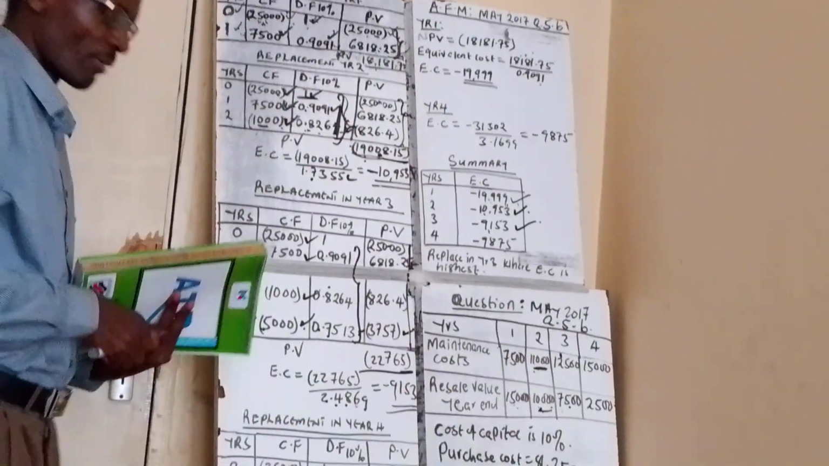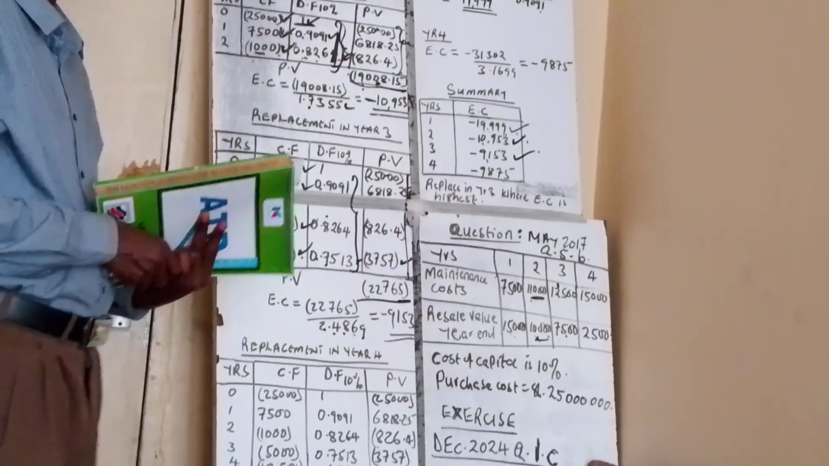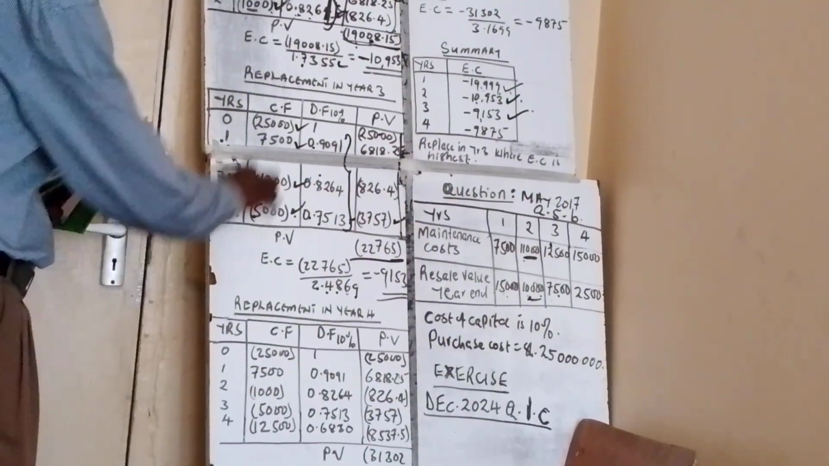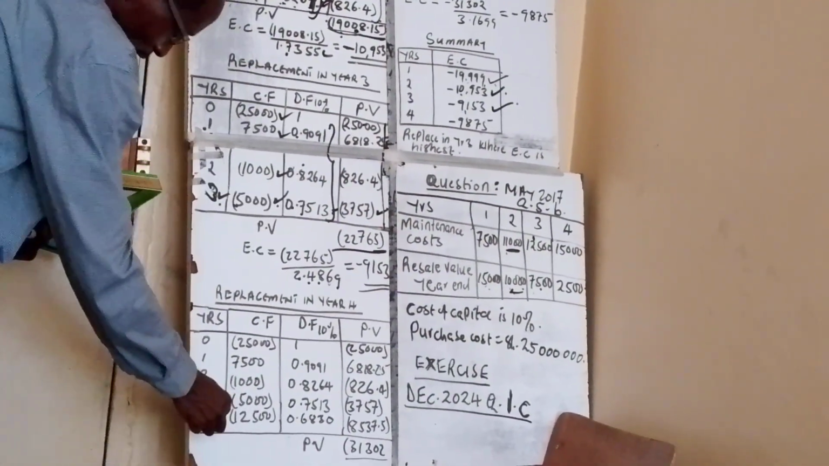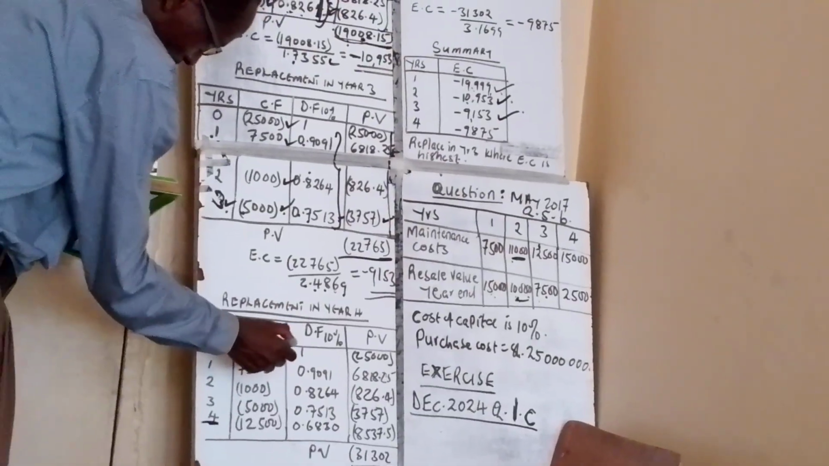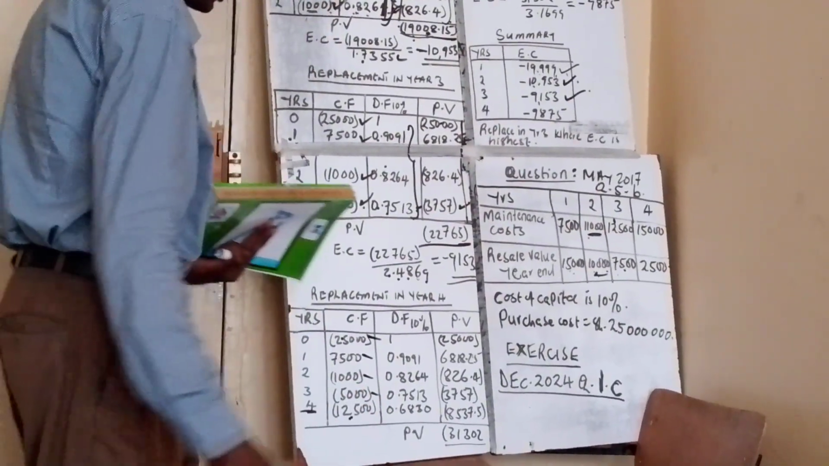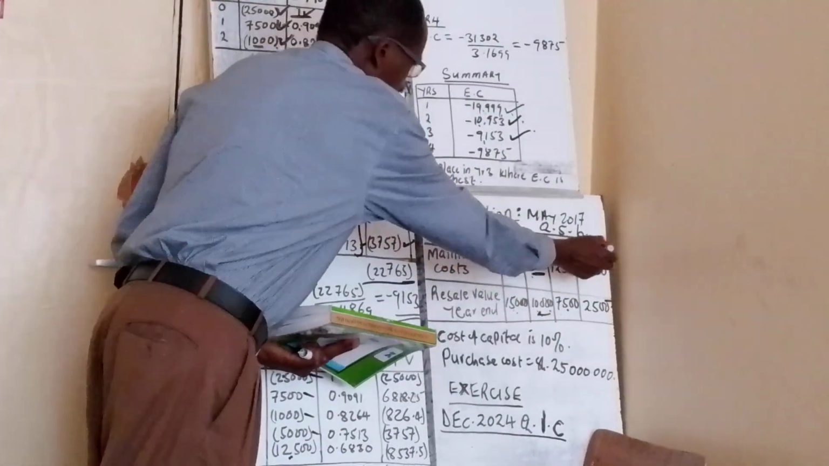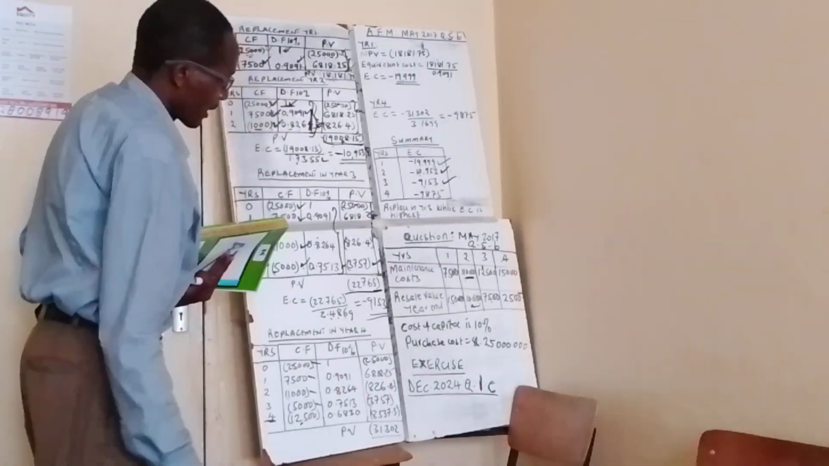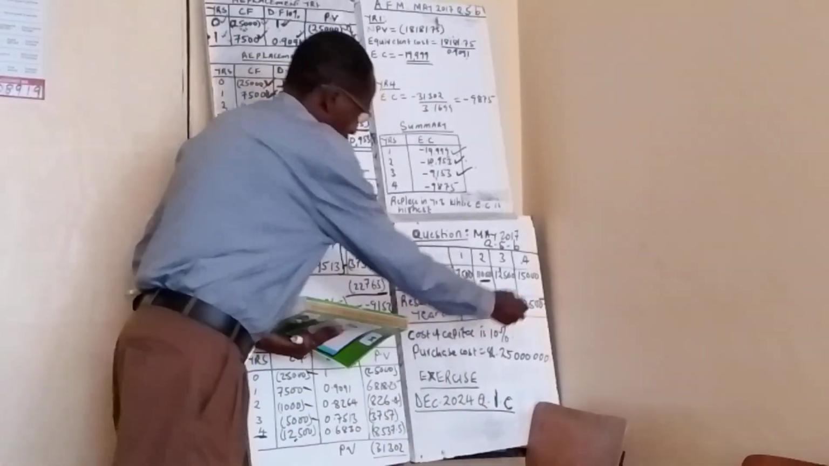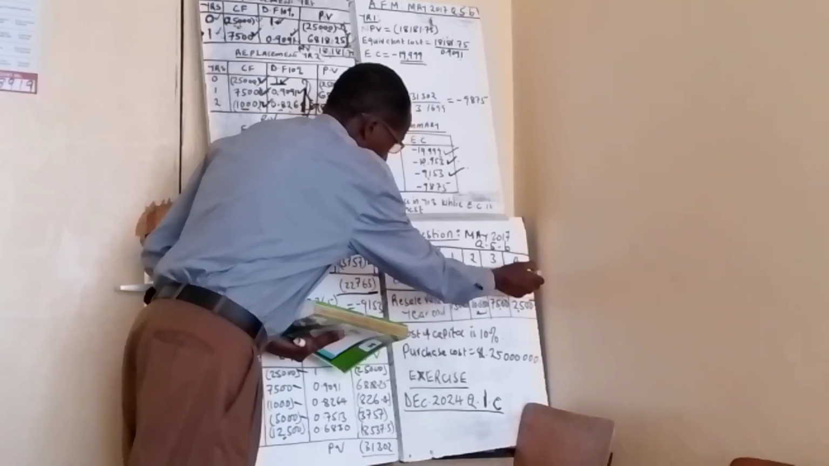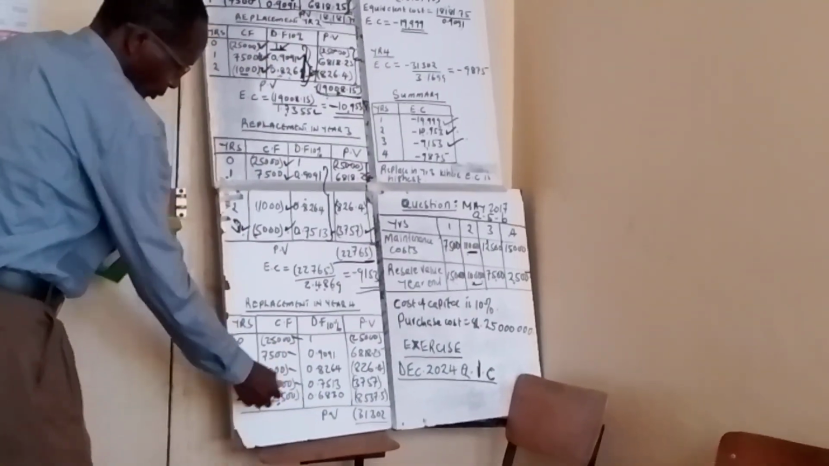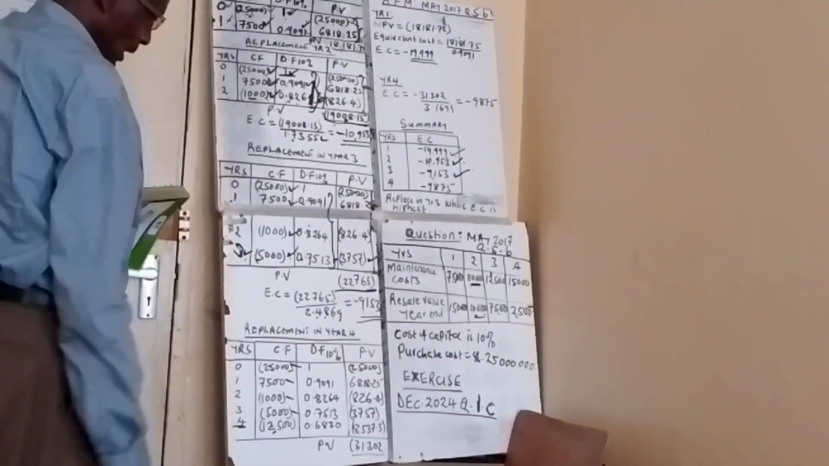Lastly, year 4. If I replace the machine in year 4, what will be the equivalent cost? I do the same. So I have all this information. I just need for year 4. These ones that we have, this one, this one, this one. So for year 4, resale value is 2,500. I incur cost of 15,000. So what am I left with? 12,500 negative. That is 2,500 minus 15,000. I'm left with negative 12,500. That's my cash flow.